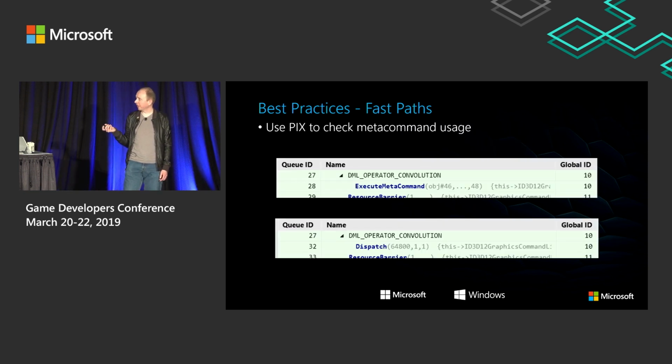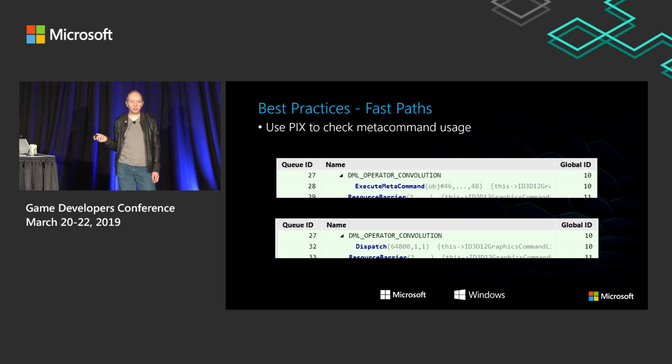This is just a quick example of how you could look into doing that. This is a screenshot from Pix, which is Microsoft's performance investigation tool. And Pix provides a range of features for capturing GPU and CPU behavior. In this case, I've taken a CPU timing capture, and I'm just looking in the event list at where I'm actually invoking that operator to send the command to the GPU. If you see execute meta command, you know it's using a hardware-specific path. And if you see dispatch, then it's using a compute shader.